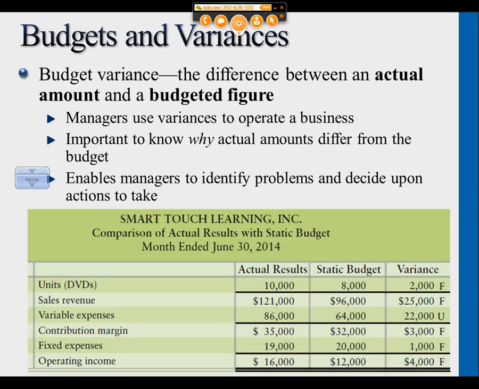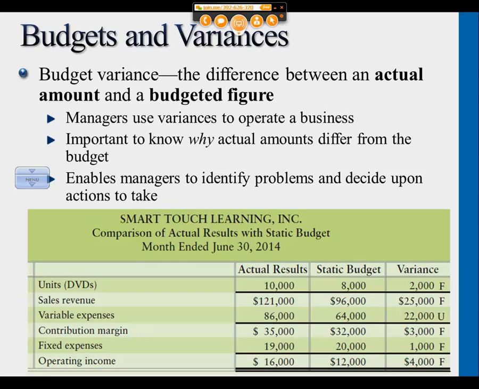Let's look at what budgets and variances are and how we work with them. A budget variance is the difference between the actual amount and the budget figure, right? The variance is the difference. We use these to operate the business, to understand where we are lacking, to identify the weak spots. It's also important for managers to know not just the differences, but also why. Why do we have these differences? Why is our actual number different from the budget, all right?